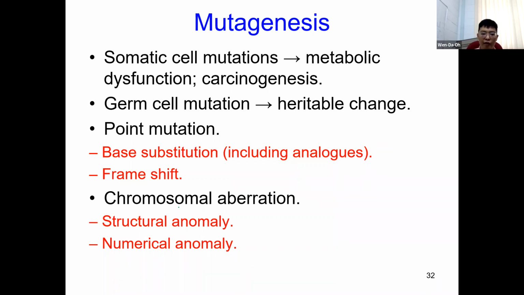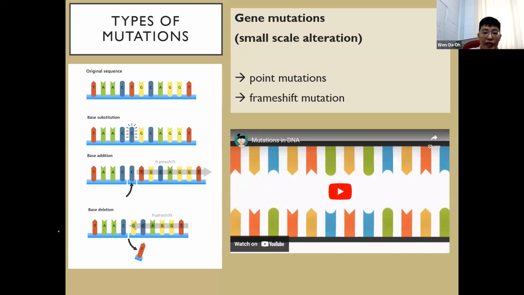Or you have numerical anomaly, which means that your chromosome may have an additional chromosome. For instance, Down syndrome, you have 47 chromosomes, whereas a normal human has 46. These are the types of mutation, and you have the original one. You can have base substitution. You can see this T is substituted by C. Thymine is substituted by this C.